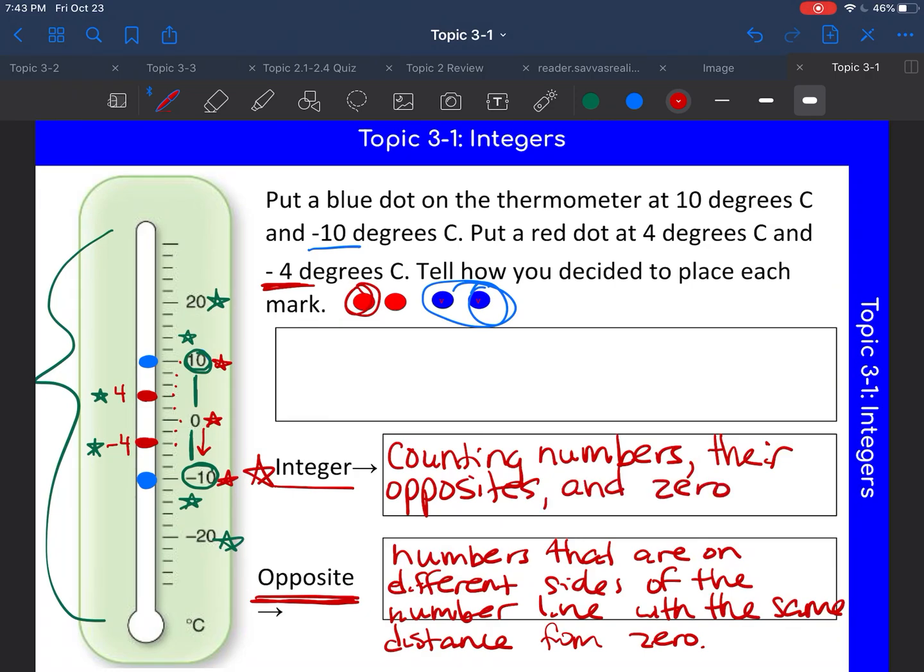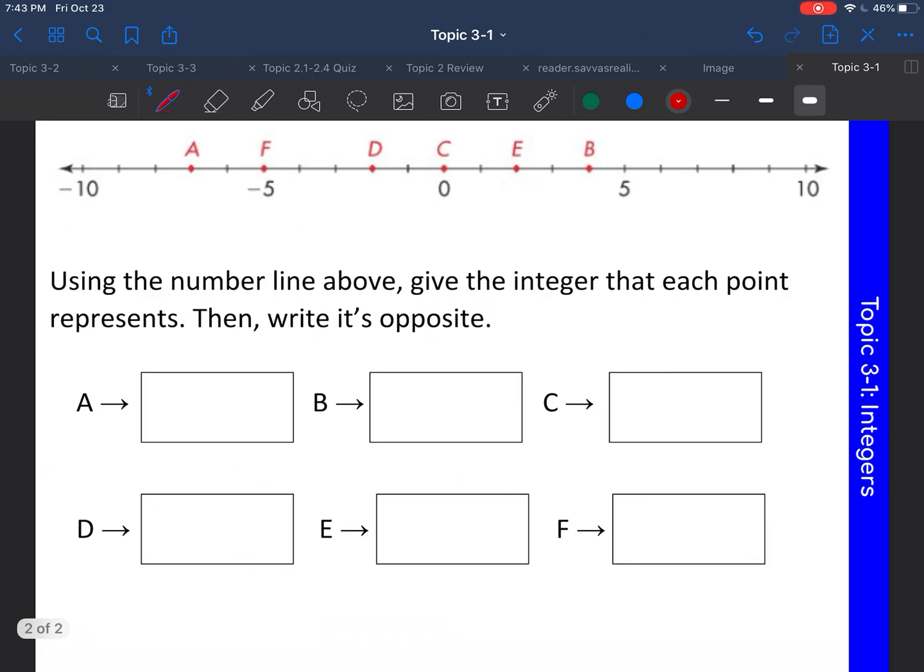And 0. So that's what an integer is. An integer is counting numbers, their opposites, so all the negatives of the counting numbers, and 0. Okay, so those are two very important vocabulary words you need to know for this topic. So let's practice identifying these points on the number line.